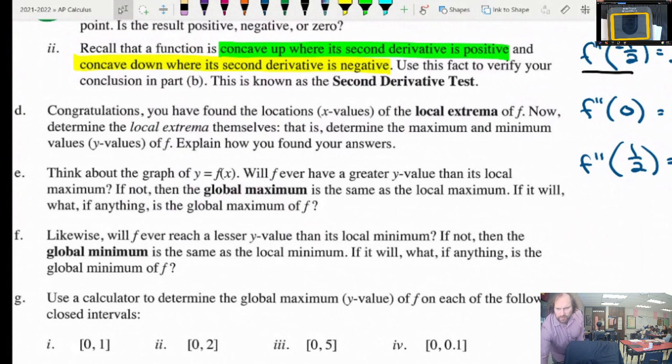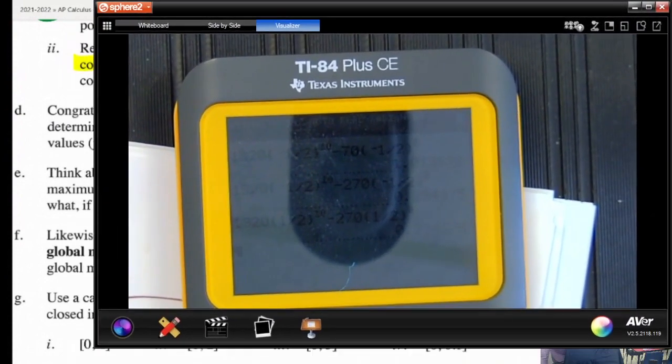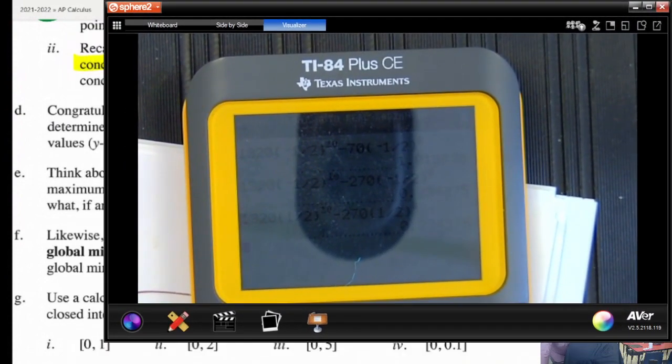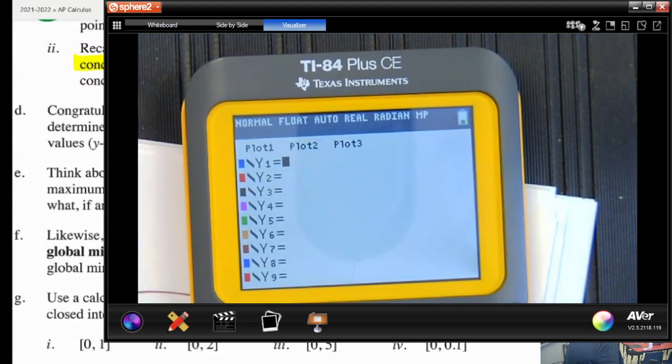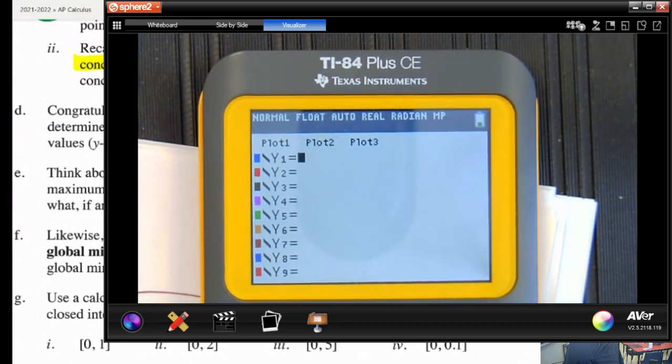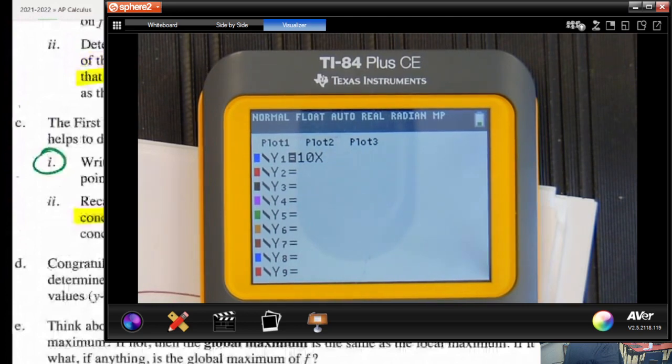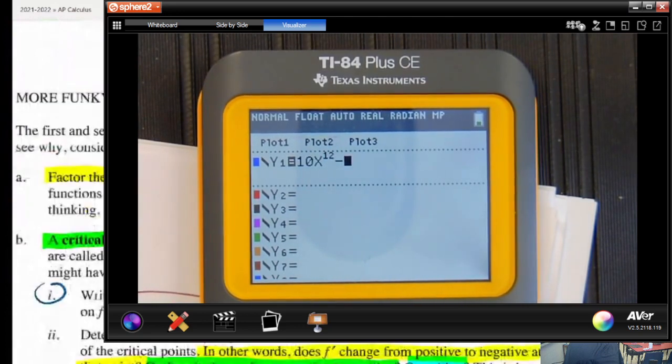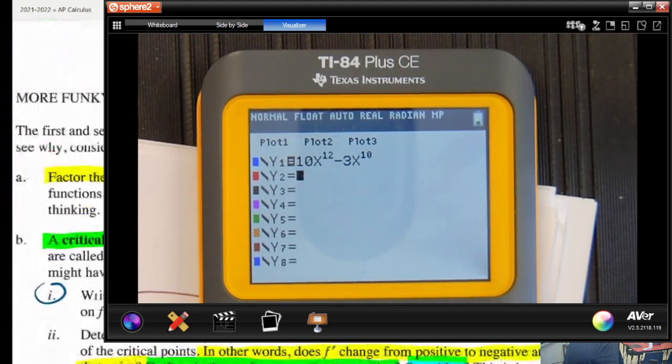So I'm once again going to bring my calculator to the front here. I'm going to make this full screen so you guys can see it better, because you're here live. And let's look at the original function. Let's go into our y equals menu and let's program that in. I forgot what the original function was. 10x to the 12th power, minus 3x to the 10th power. Why would you do these exponents so large? You could do this same example with much smaller exponents. I suppose it's all right.